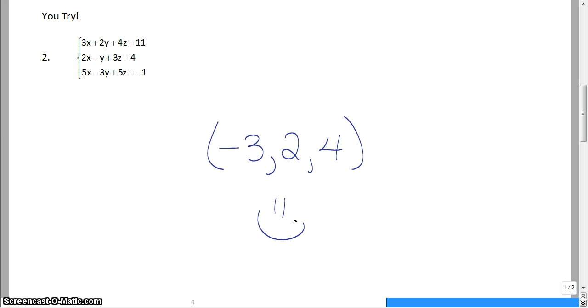The first variable you should have found would have been either x or z. So z I got 4, and then I worked to x and got negative 3, and then I got y equals 2. So there you go. That's the answer that you should have had for that one. Okay?